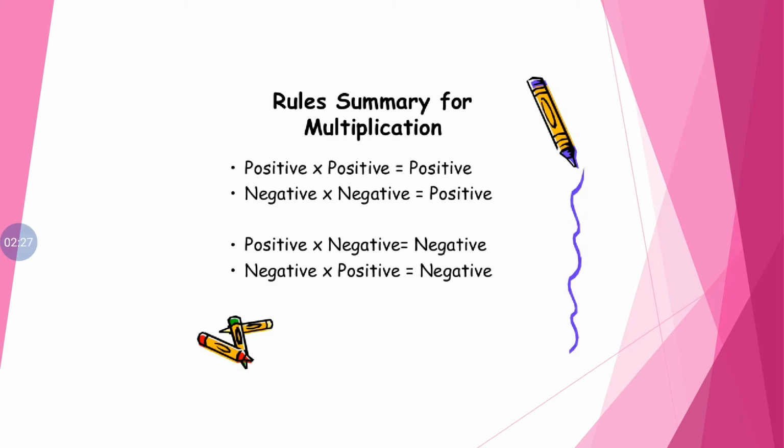So recall the multiplication rules. Plus into plus equal to plus. Minus into plus equal to minus. Plus into minus equal to minus. Minus into minus equal to plus. The product of two integers having opposite signs is negative. The product of two negative integers is positive. So minus into minus equal to plus, plus into plus equal to plus.